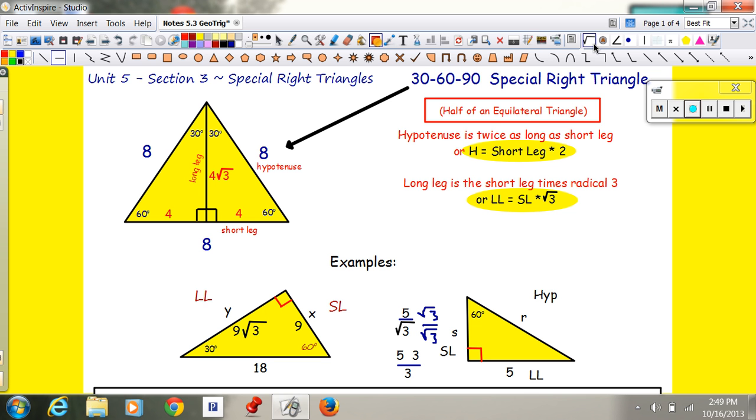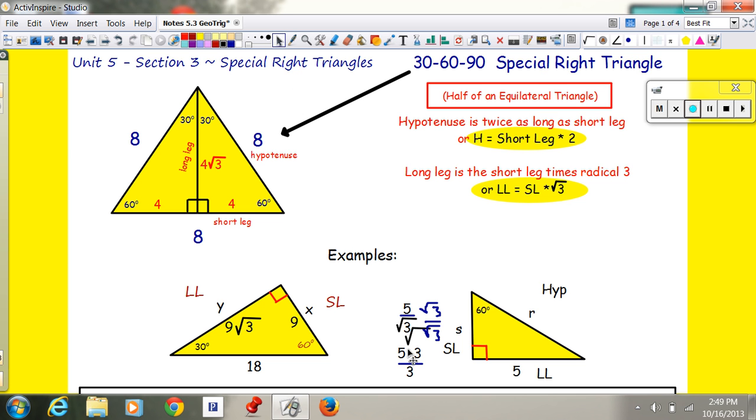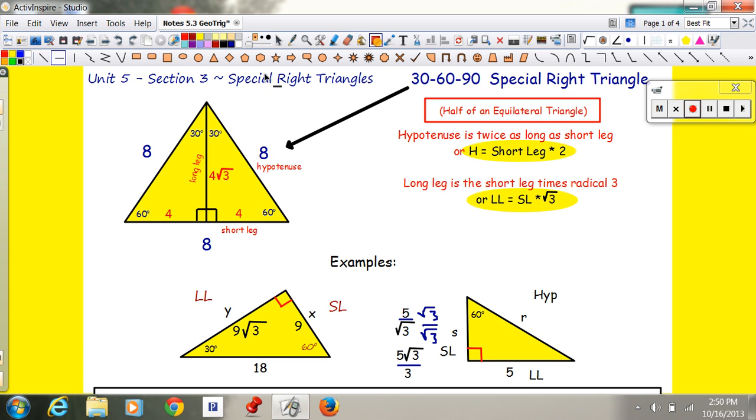So the bottom number actually comes out of the radical. The top number does not come out of the radical, so you have to leave that 5 radical 3 next to it. So that would be your short leg. Your short leg is 5 radical 3 over 3. That cannot be reduced. So let me circle that so you know that that is our solution for the short leg. That's your short leg right there.